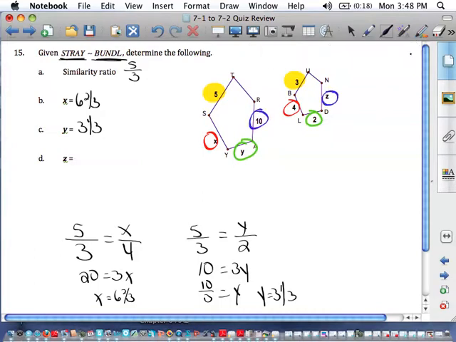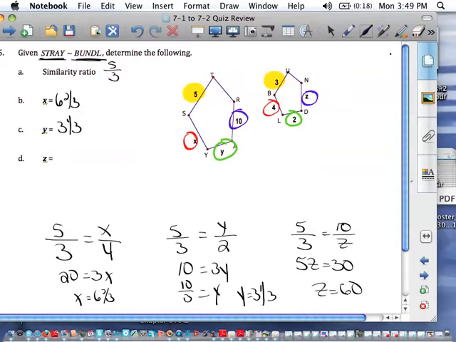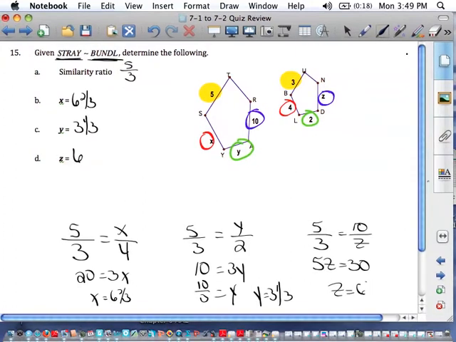The next one then is z. Z is here, so this is the corresponding side for z. So again, I have 5 is to 3 as 10 is to z. So 5z equals 30, so z equals 6. Okay, those should be fairly easy to do.